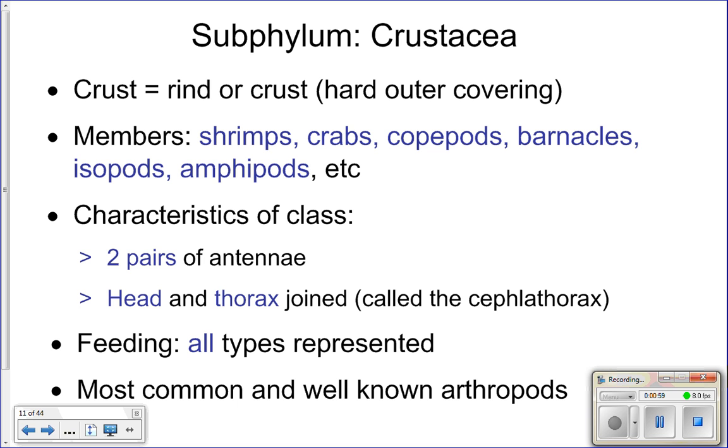The specific characteristics of this class or subphylum are they have two pairs of antennae, so not just one, but two pairs of antennae, and their head and their thorax are joined to form this body segment that we call the cephalothorax, cephala meaning head and then the thorax. So they have the head and the thorax joined to form the cephalothorax. And then the feeding in the subphylum, there's going to be all different sorts of feeding methods represented. You're going to have filter feeders, you're going to have carnivores, you're going to have scavengers, detritivores, you're going to have all different kinds of feeding types represented.